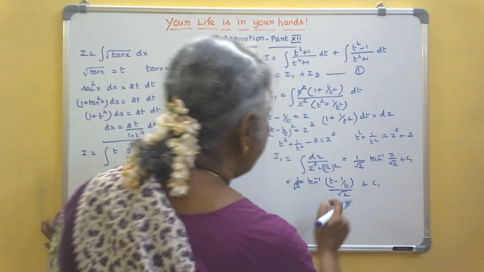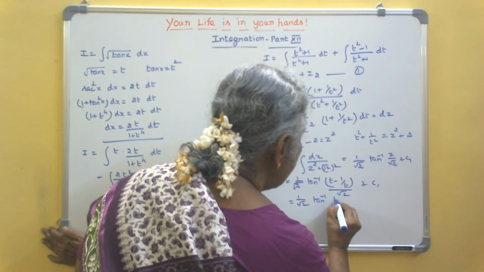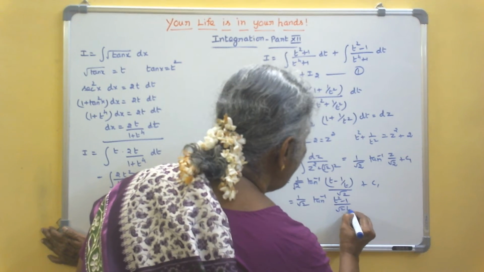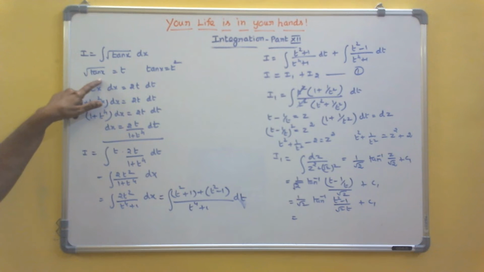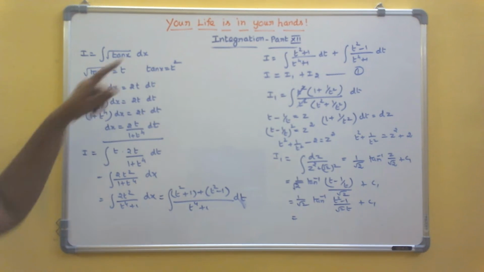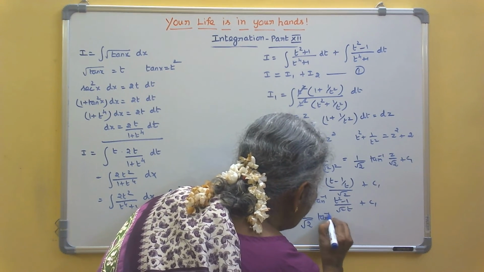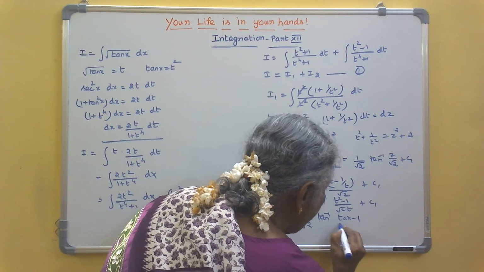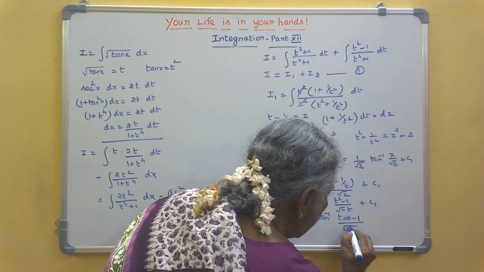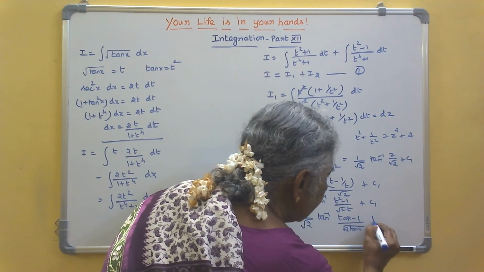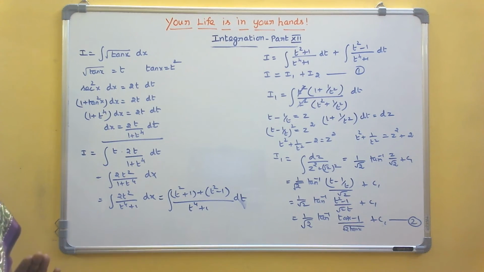Right? This I can write as 1 by root 2 tan inverse t square minus 1 by root 2t plus c1. Now t is root tan x, t square is tan x. So now I will get 1 by root 2 tan inverse t square means tan x minus 1, this is root 2, that is root tan x, so I will get root 2 tan x plus c1. This is my 2. Is it clear?